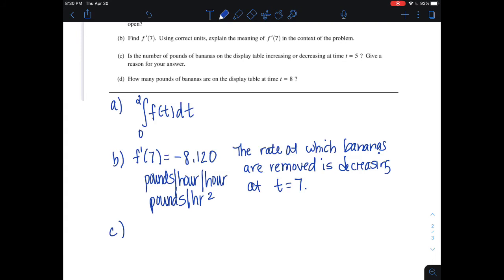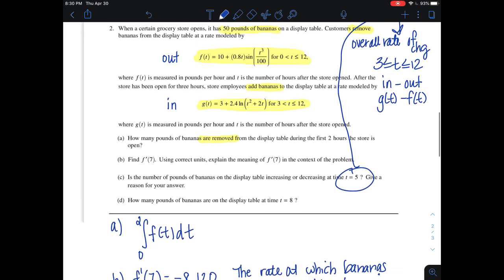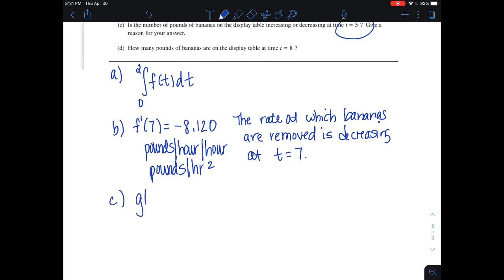Okay, so part C. Is the number of pounds of bananas on the display table increasing or decreasing at time t equals 5? Okay, time t equals 5 falls into our interval with the overall rate of change. So for us to figure out if we're adding or subtracting bananas at that point, we have to compare the rate in and the rate out and see which one is bigger. The rate in is bigger, you're adding bananas. Rate out is bigger, you're subtracting bananas. Overall, let's see what happens.